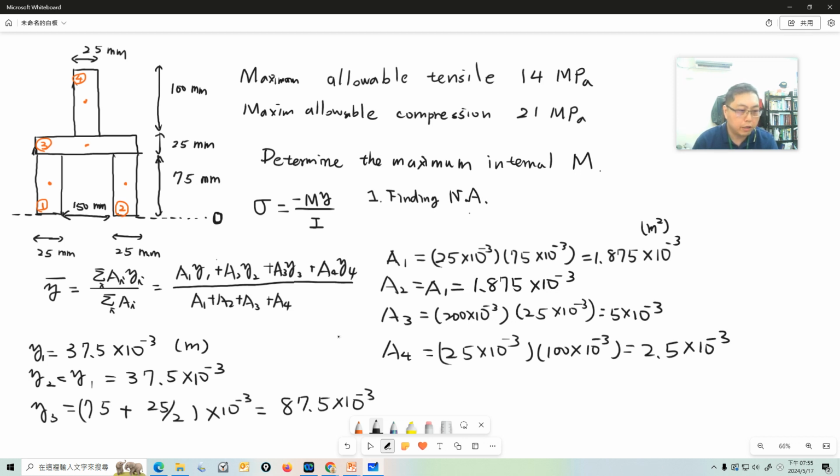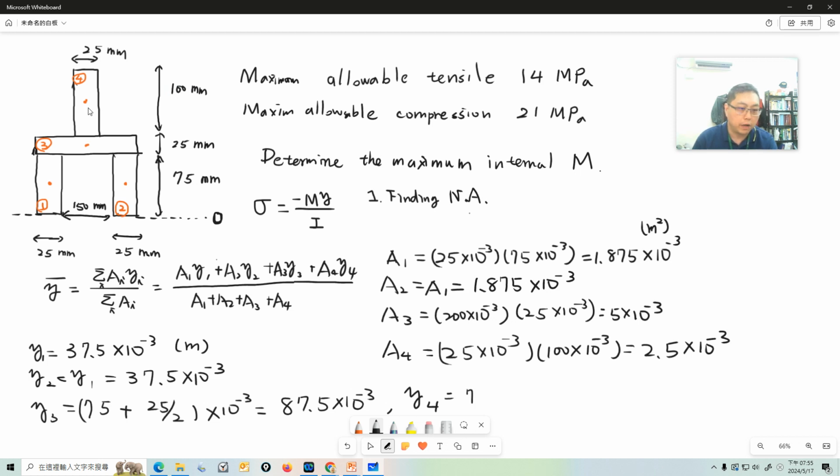The final one is what is our Y4? Y4, yeah, here. The centroid of area 4 is here. So your Y4 must be here. Be careful, our base, our reference axis, is here. So it's 75 plus 25, and then 100 divided by 2. So that's Y4.